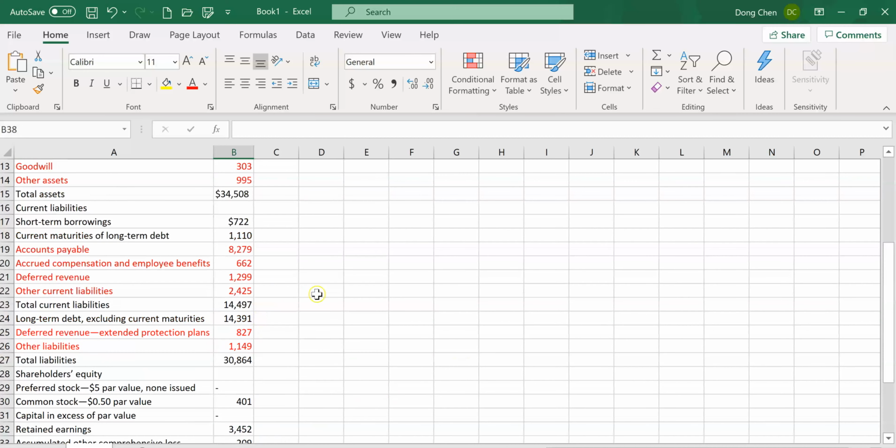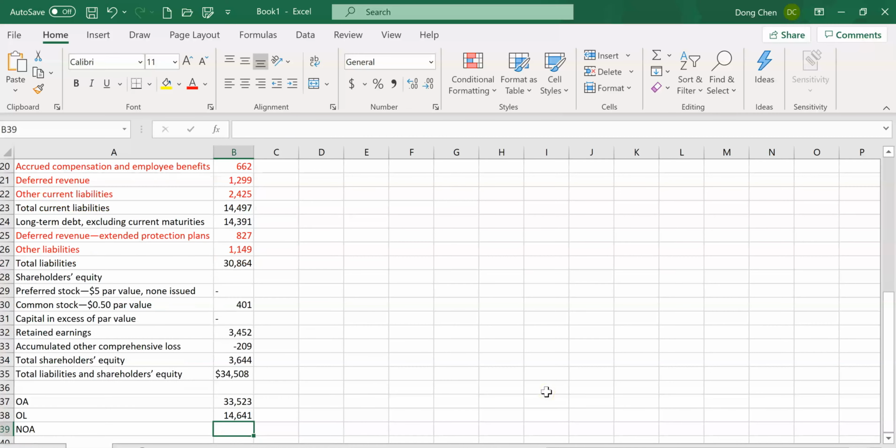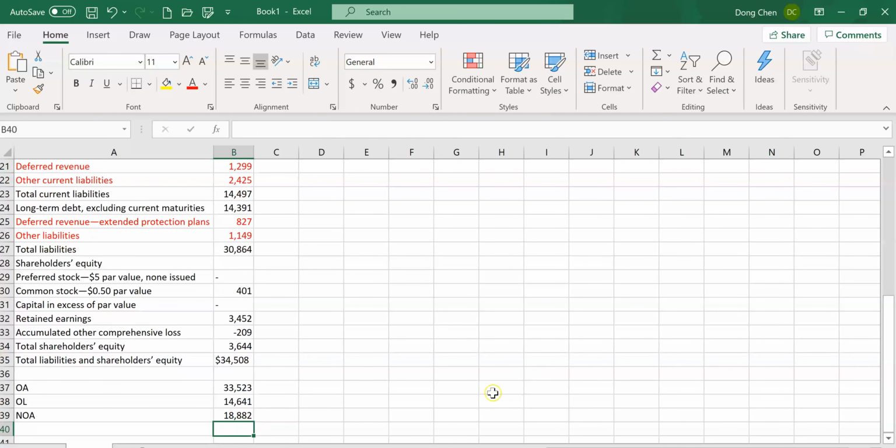And operating liabilities, we also add those liability items which are marked in red. So starting from accounts payable and accrued compensation and deferred revenue and other current liabilities, and then deferred revenue, and then other liabilities. So these are my operating liabilities. Now the difference between these two is what we are looking for. Operating assets minus operating liabilities is net operating assets.